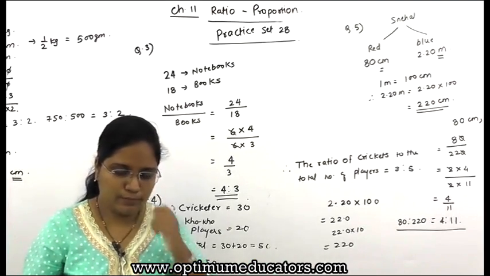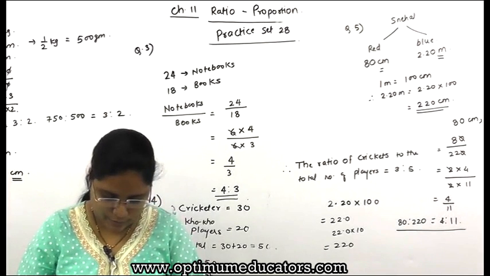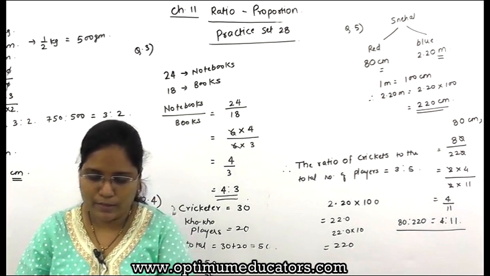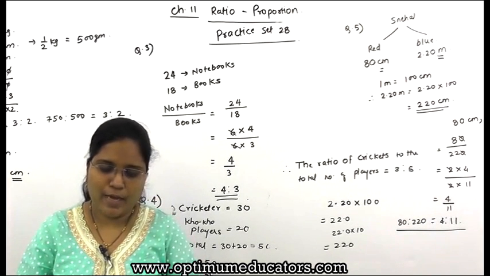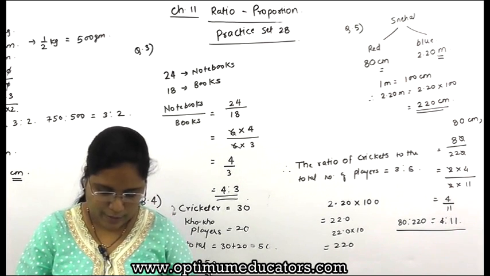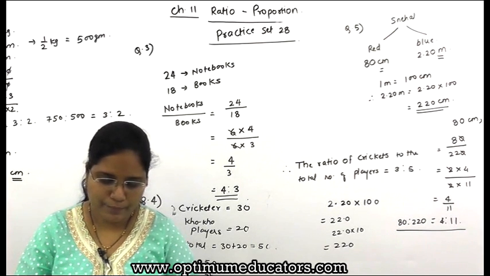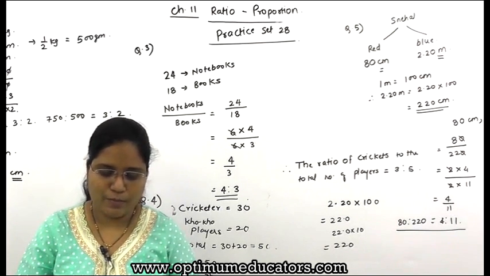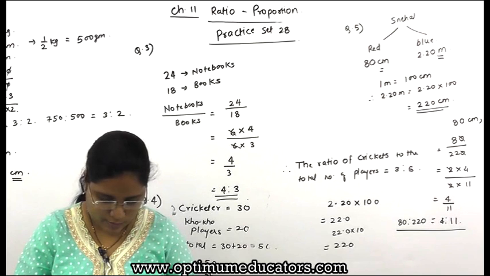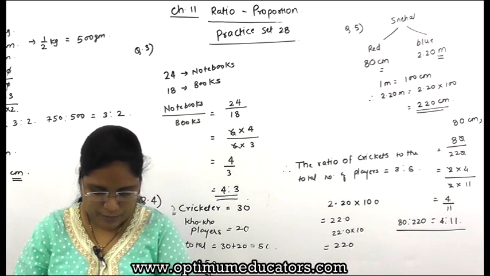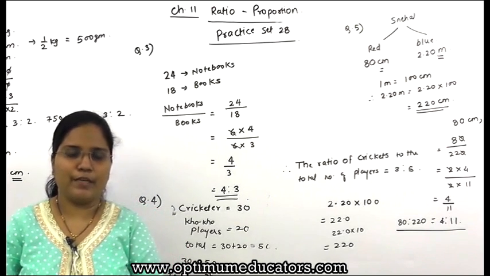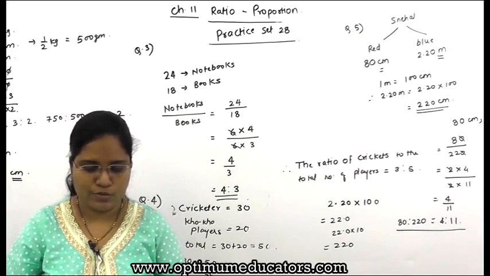Now the last question. Shubham's age today is 12 years and his father's age is 42 years. Shubham's mother is younger than his father by 6 years. Find the following ratios. Ratio of Shubham's age today to his mother's age today. Second is ratio of Shubham's mother's age today to his father's age today. And third is when Shubham was 10 years old, the ratio of his age to his mother's age then. Okay, we are going to find out one ratio at a time.